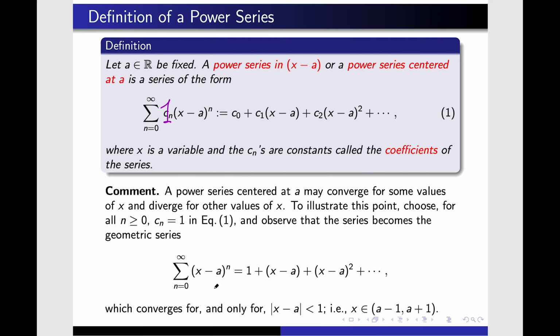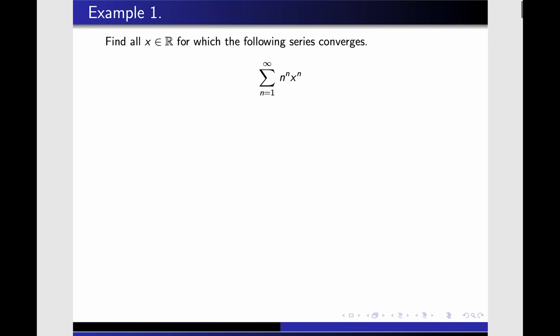So any x that you give me outside of this set is going to produce a series that's divergent, right? And if you give me an x inside this set, the series is guaranteed to converge. Okay, let's do an example.